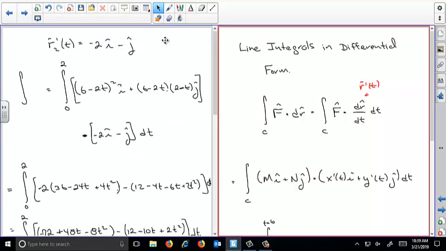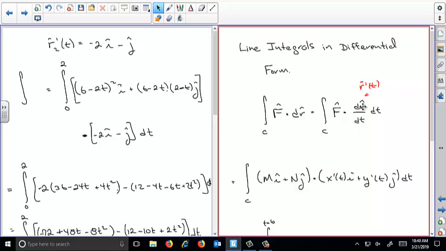The second way is to do line integrals in the differential form. So we take the form of the equation we had before, F dot dr, where dr is r prime of t times dt. So we can write r prime of t as dr/dt, and you see the dt's, well, we don't cancel out the dt's yet.